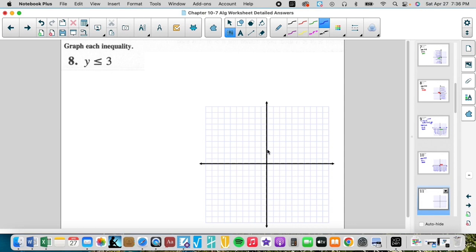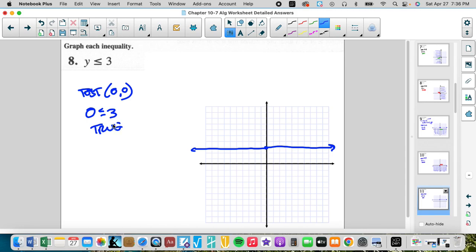Okay. Closed circle on 3, to show where all my y values are 3. Test the point 0, 0. 0 less than or equal to 3 is true. So this point is true, so I'm going to shade down again.